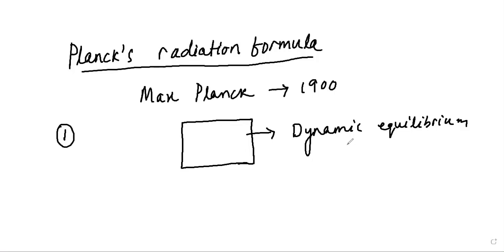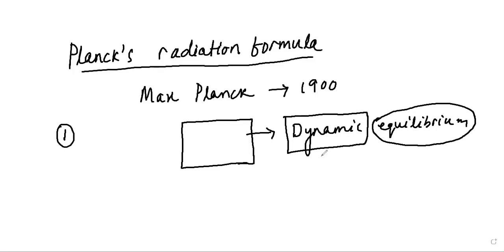Okay, so what do we mean by dynamic equilibrium? Though the equilibrium condition is there, that means the temperature is uniform, still the process of emission and absorption constantly happens, right? That's why we say dynamic equilibrium. So for this to take place, you need to consider equilibrium, that the temperature is constant, and a state of dynamic equilibrium, as emission and absorption are continuously happening.